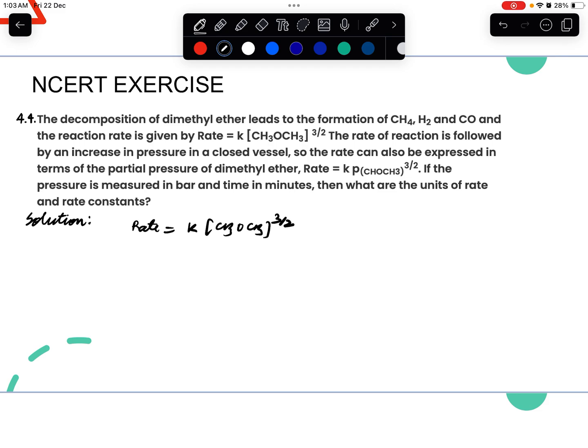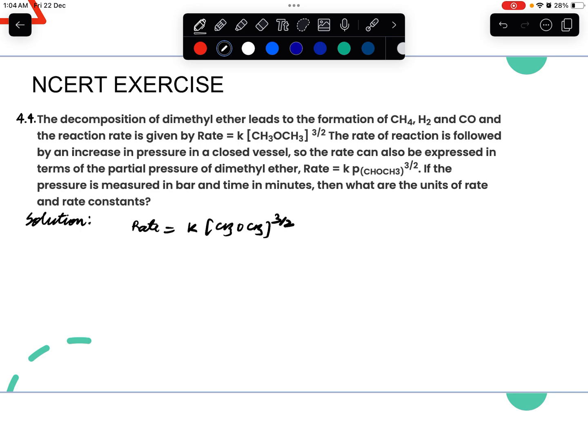Now the progress of the reaction is followed by an increase in pressure in a closed vessel. So the rate can also be expressed in terms of the partial pressure of dimethyl ether, and the new rate they have given in terms of partial pressure is this one. If pressure is measured in bar and time in minutes, then what are the units of rate and rate constant? So we have to find out the units of rate and the rate constant.